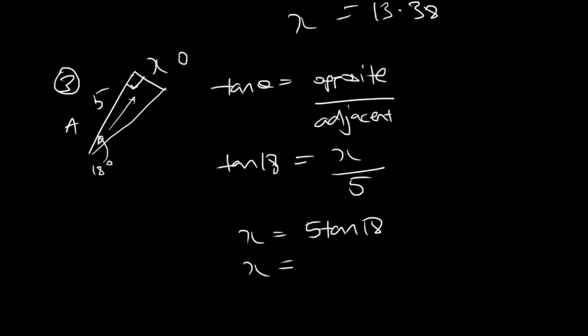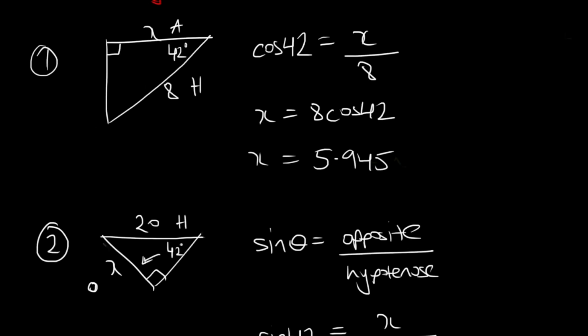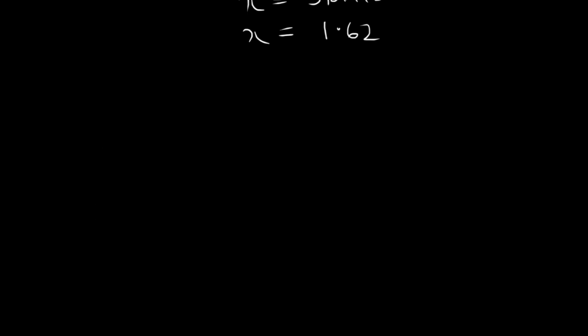And if I put this into my calculator, 5 tan 18, I'll get x as 1.62. Again, I'll go to 2 decimal places. So again, it's very similar to the questions that we've done previously. Okay, so let's take a look at a slightly different example. So example 4. So the triangle that I'm given for this one looks something like this.